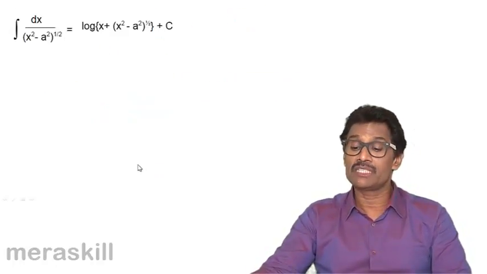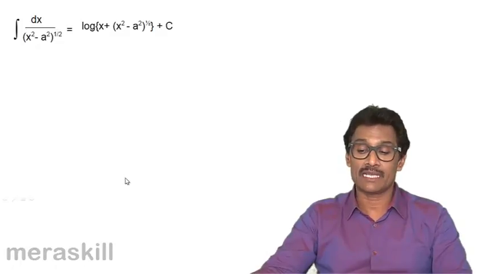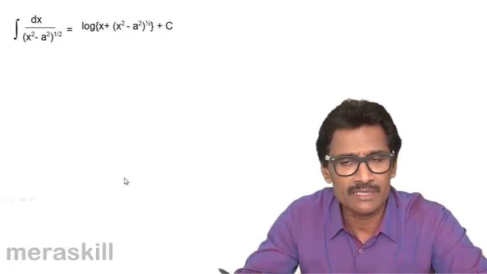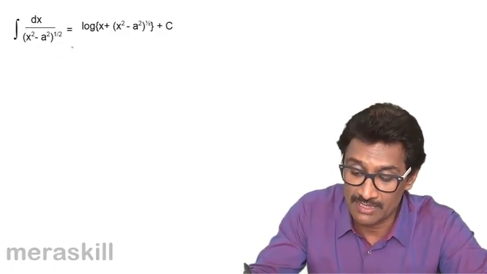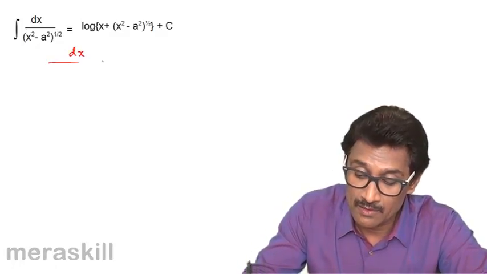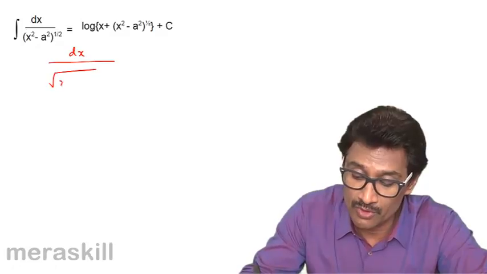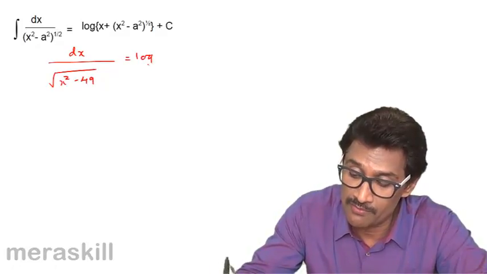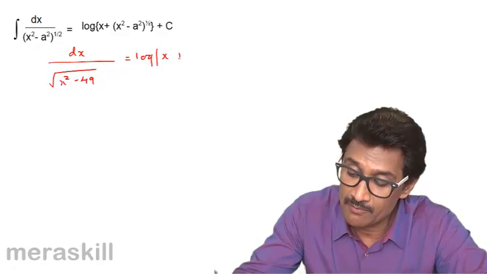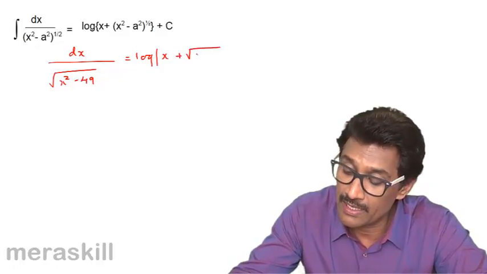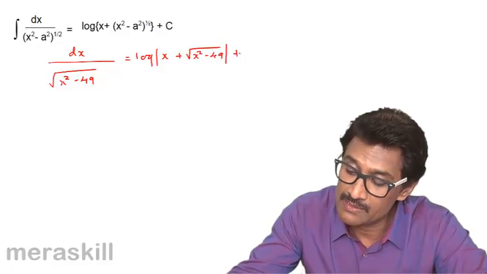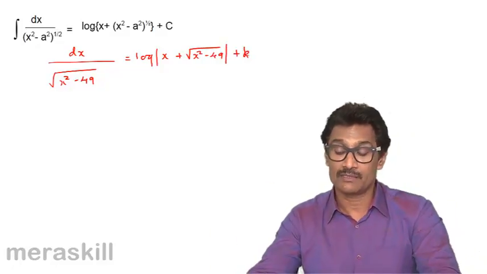Now here you have dx upon x square minus a square raised to half. So it's going to be the same way as we did earlier. So you take something like, say, dx upon root of x square minus 49. Suppose it's going to be log of x plus root x square minus 49 plus k. So we get it that way.